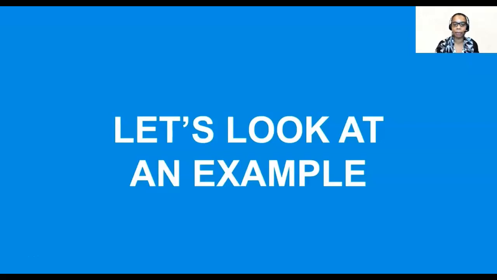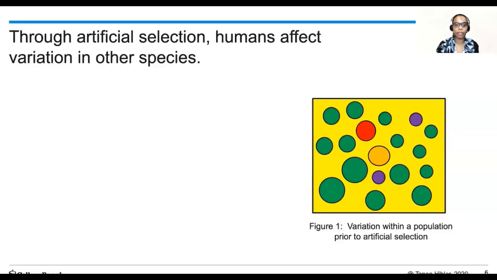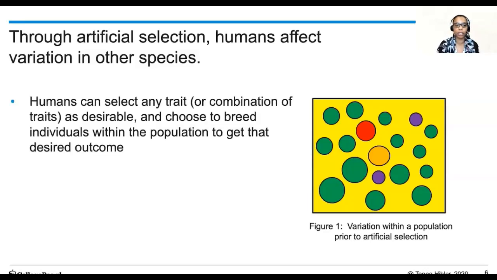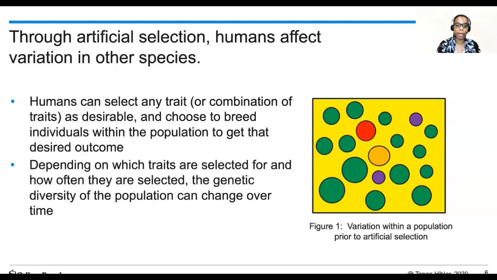Let's look at an example. Through artificial selection, humans are affecting variation in other species. So we have a population here, and there's variation within the population prior to artificial selection. Humans can select any trait or combination of traits as desirable and choose to breed individuals within the population to get that desired outcome. Depending on which traits are selected for and how often they are selected, the genetic diversity of the population can change over time.